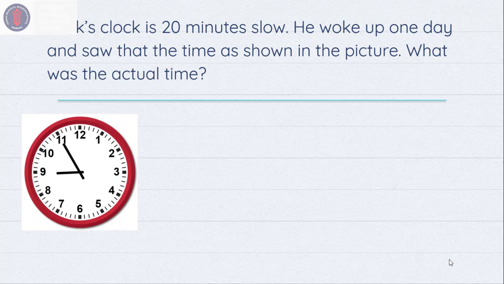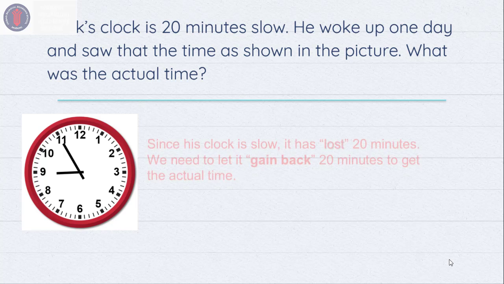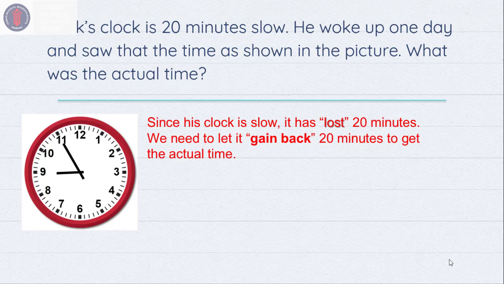Yes, it's 8:55, or the correct pronunciation will be 5. How many more minutes to 9 o'clock? Yes, it's 5 minutes to 9. Since his clock is slow, it has lost 20 minutes.